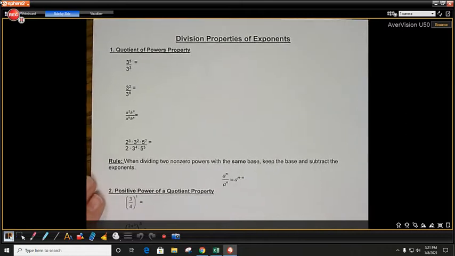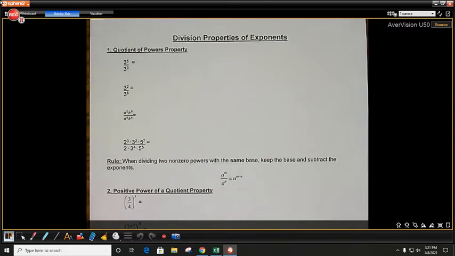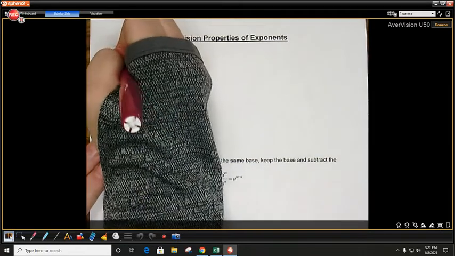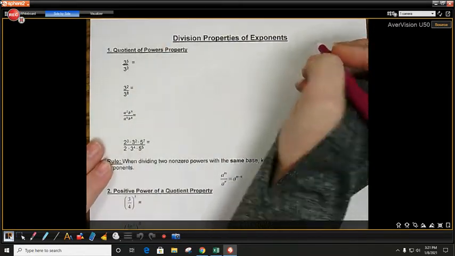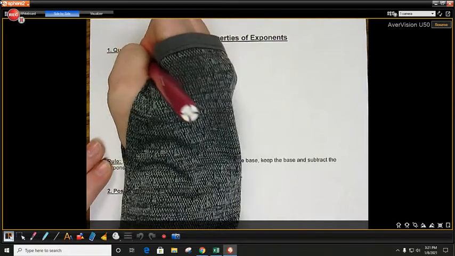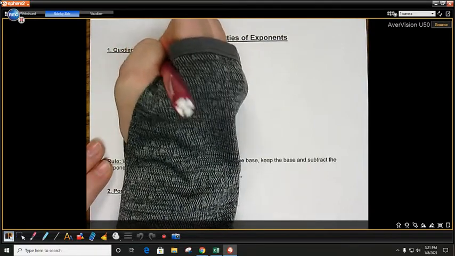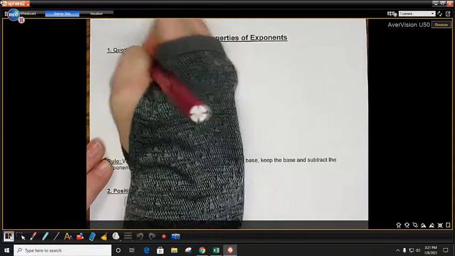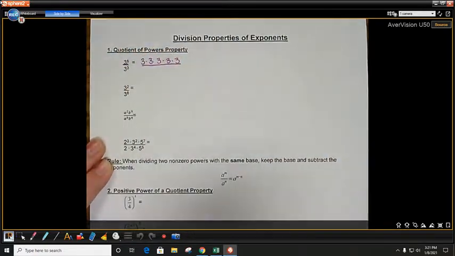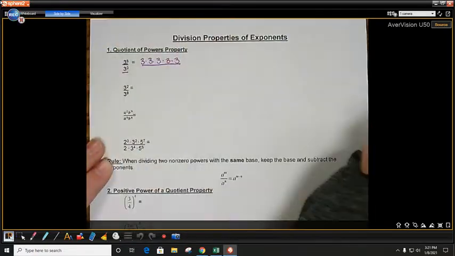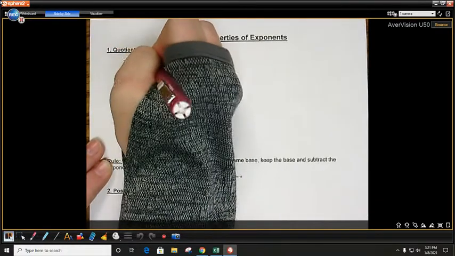Now we're going to go on to our division exponent properties. The good thing is we're doing the same thing. You're going to expand them. Okay? So this says I have 3 to the 5th power. That means I have 3 5 times. So write it 3 5 times. Over 3 to the 3rd. That means I have 3 3 times.